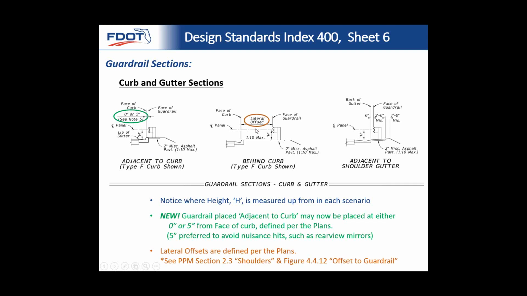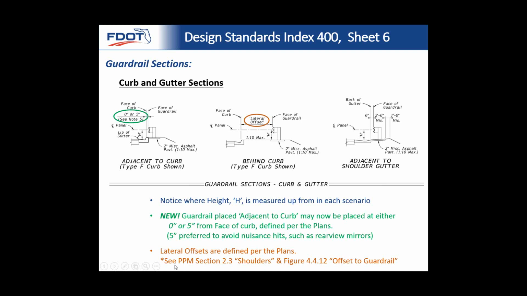Something else I'll show real quickly is we call out a thing called lateral offset in the standard. This is really just a placeholder because this is defined in the plans. However this is drawn in the plans will determine where that face of guardrail is. So you have a typical section in the plan view. The designer determines where the guardrail goes. The contractor follows it. And so here we just have a placeholder in the standard, and we explain in the standard that that's defined by the plans.